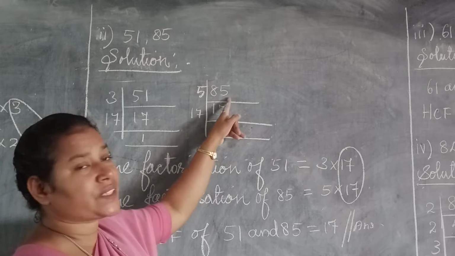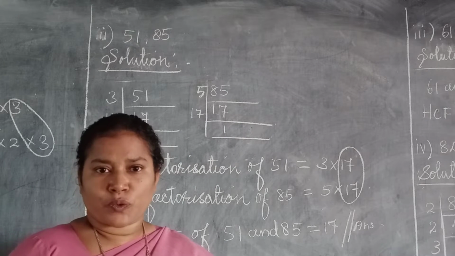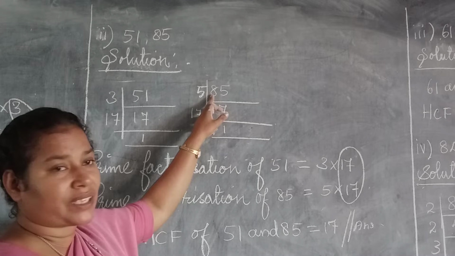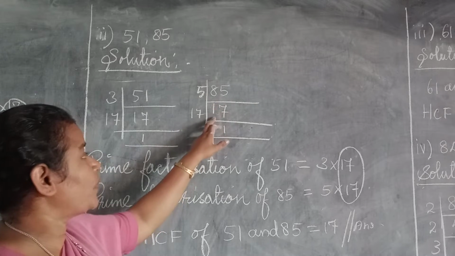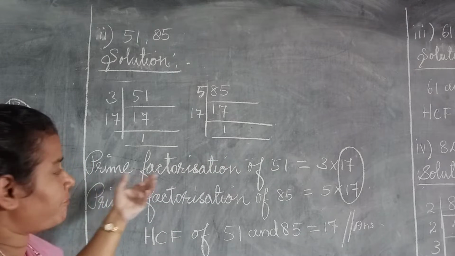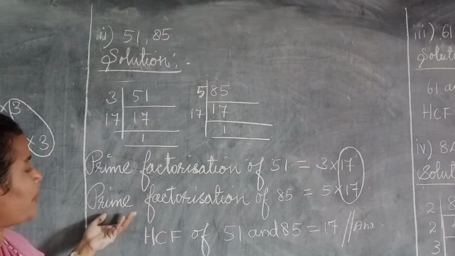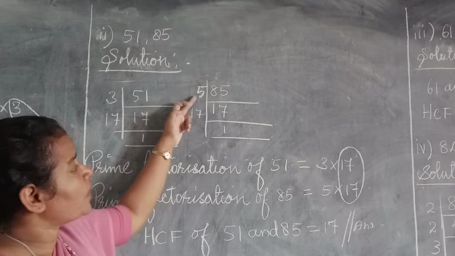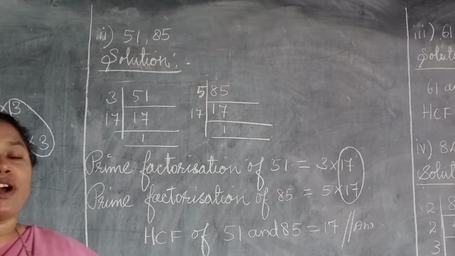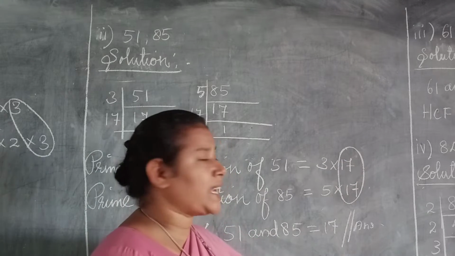Now 85. See here, if the ones place has 0 or 5, it will be divisible by 5. That is the rule we have learned. 1 5 is 5, then 3 is remaining, so 35. 7 5s are 35. We got 17 again, a prime number, so 17 1s are 17. Now prime factorization of 51 is 3 into 17. Next, prime factorization of 85 is 5 into 17. For the HCF of 51 and 85 we look at the highest common factor. Which is the highest common factor? Only 17. So the answer is 17.